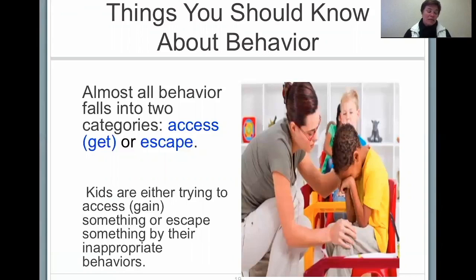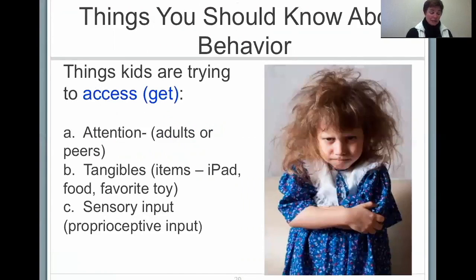The third thing we need to know about behavior is critical. Almost all behavior falls into two categories: to get or access something or someone, or to escape from something or someone. We often refer to this as the function of a student's behavior. Let's look at these functions in more detail.